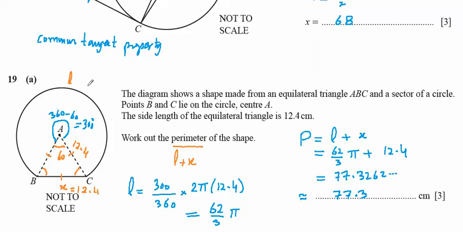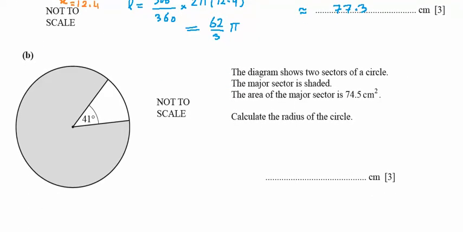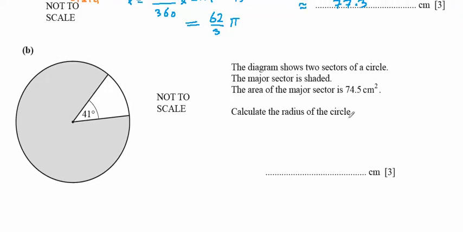Okay, now this was part A, and finally we will have part B of this question, which is this one. Here again we have a question which is not related to the previous part. They mentioned the angle here is 41. The diagram shows two sectors of a circle. The major sector is shaded. The area of the major sector is 74.5 square centimeters. It means this shaded area is 74.5 square centimeters. So calculate the radius of the circle.